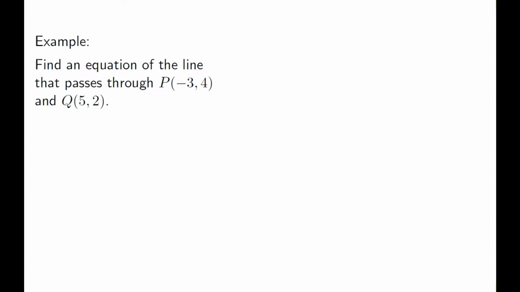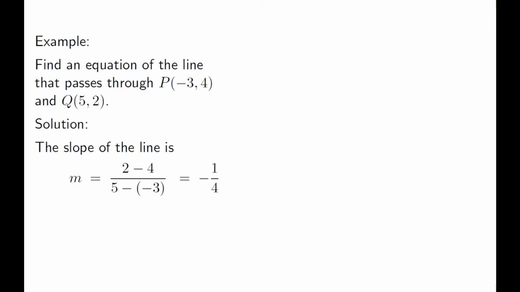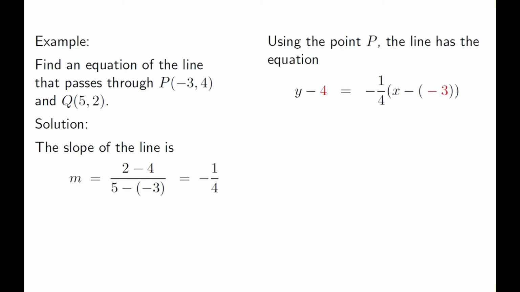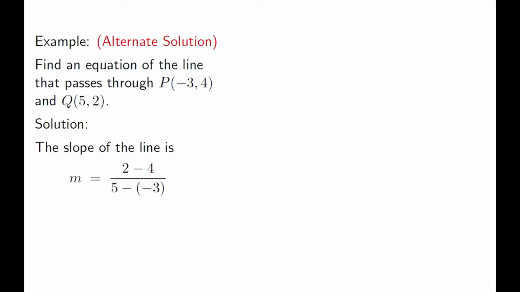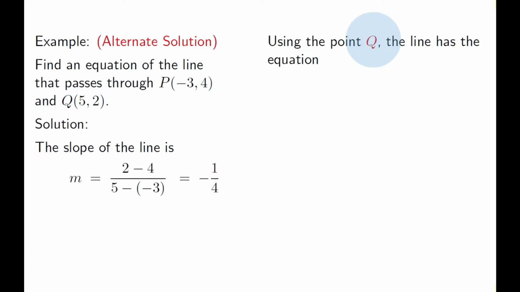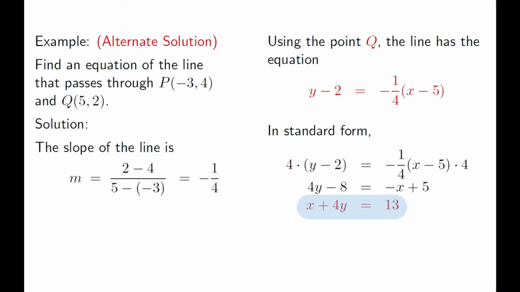Let us revisit our previous example earlier. Find an equation of the line that passes through (-3, 4) and (5, 2). Getting the slope of the line, we have -1/4. Using the point P, the line has now the equation. In standard form, we have, then we arrive at this final answer which is x plus 4y equals 13. Now, an alternative solution is to use point Q instead of point P. Still, we arrive at the same answer.